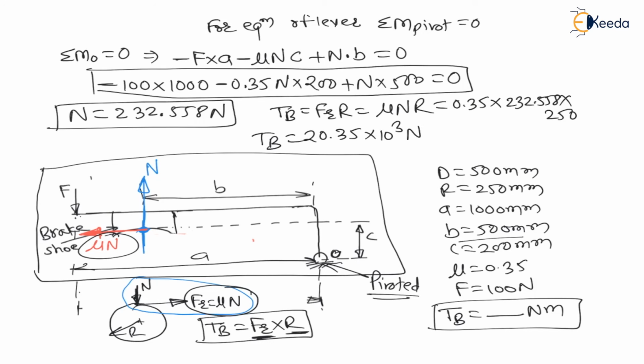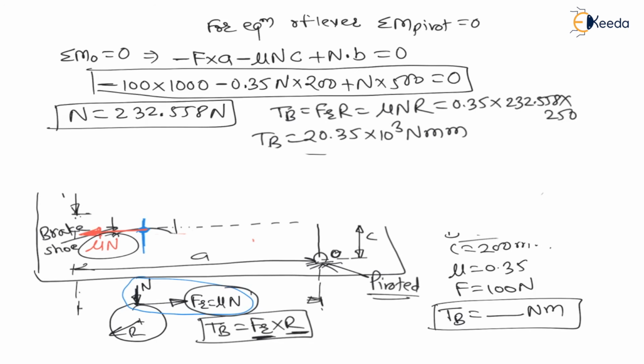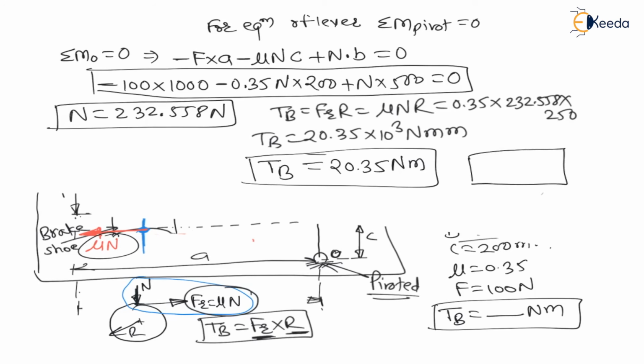My dear students, dimensions we have used are in mm. Therefore, this braking torque will be in Newton mm. But they are asking for braking torque in Newton meter. If you look at the question, it asks to find braking torque in Newton meter. Therefore, convert this braking torque into Newton meter. If you write the previous answer, you will get 0 marks. Therefore, braking torque is equal to 20.35 Newton meter, and this is your answer. As it is a fill in the blank question, in the space provided you have to only type 20.35 because the unit is already mentioned.